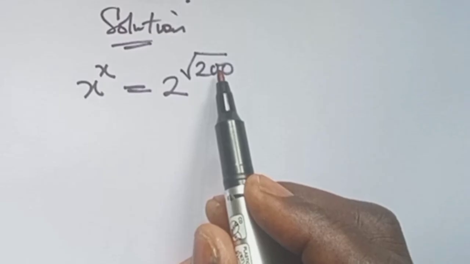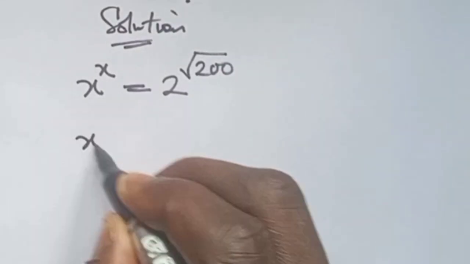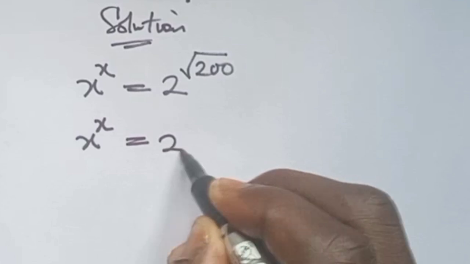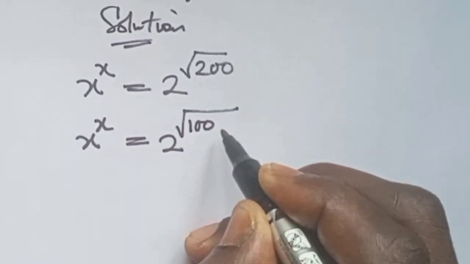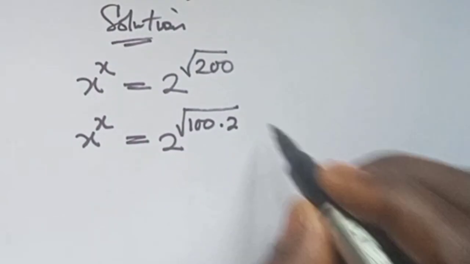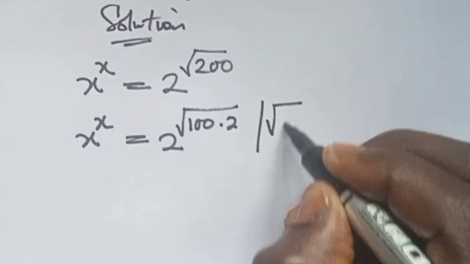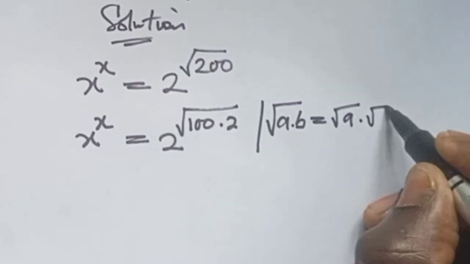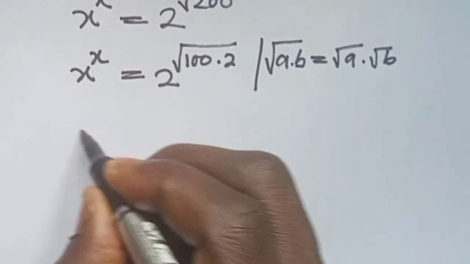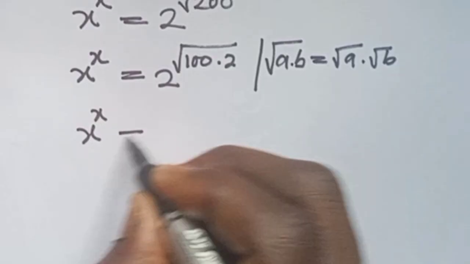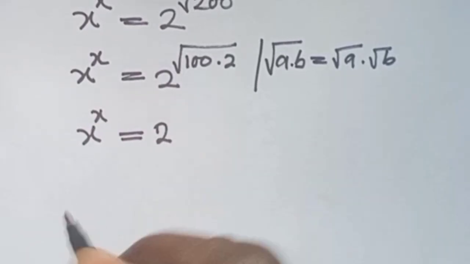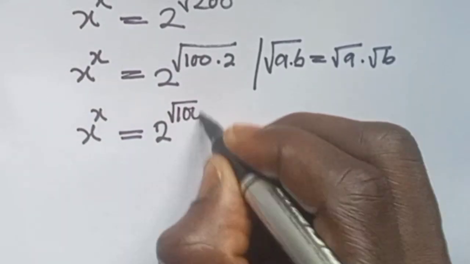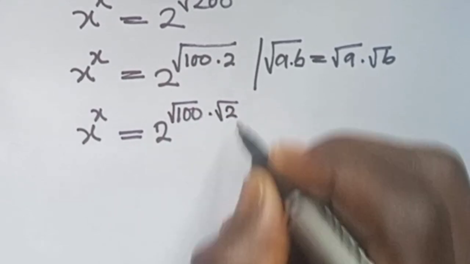200 can be written as 100 times 2. So our next line becomes x to the power of x equals 2 to the power of square root of 100 times 2. But the square root of a times b is equivalent to the square root of a times the square root of b. So we're going to apply it here. So the next line becomes x to the power of x equals 2 to the power of square root of 100 times square root of 2.